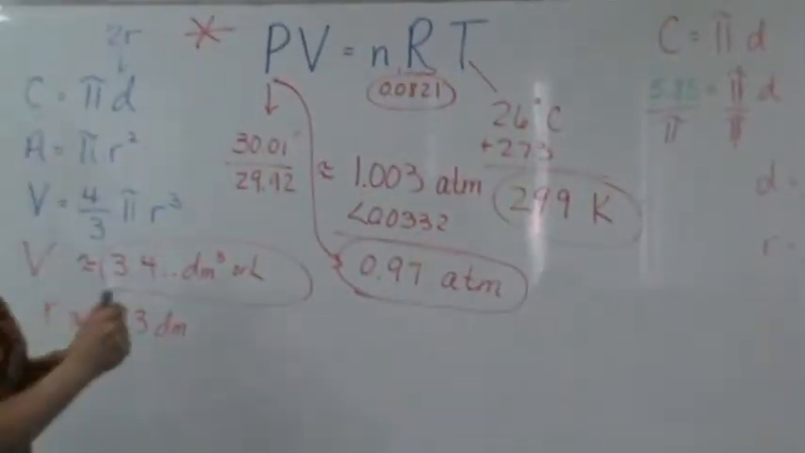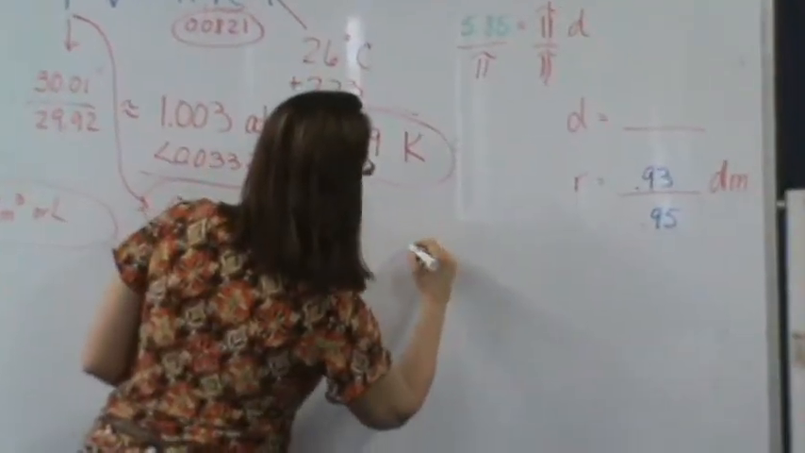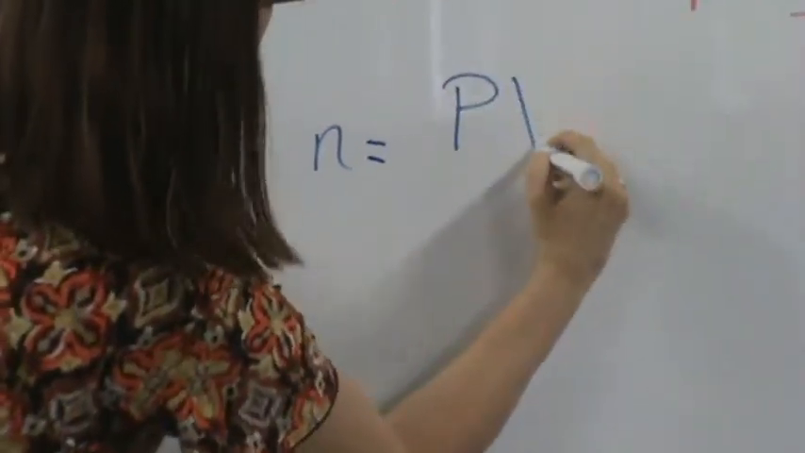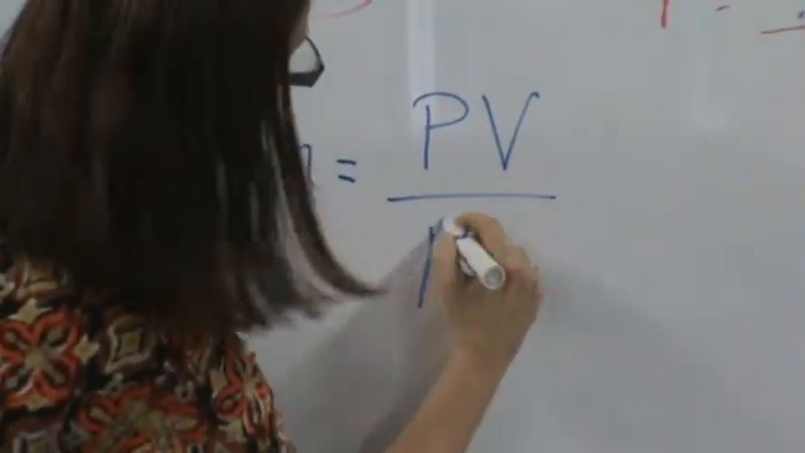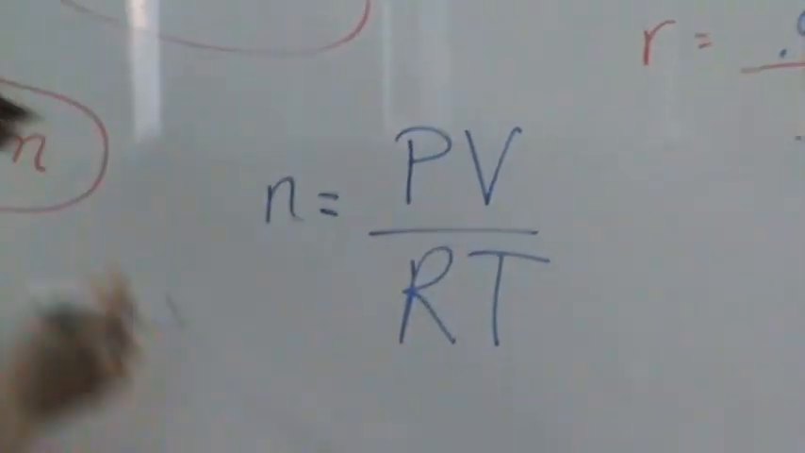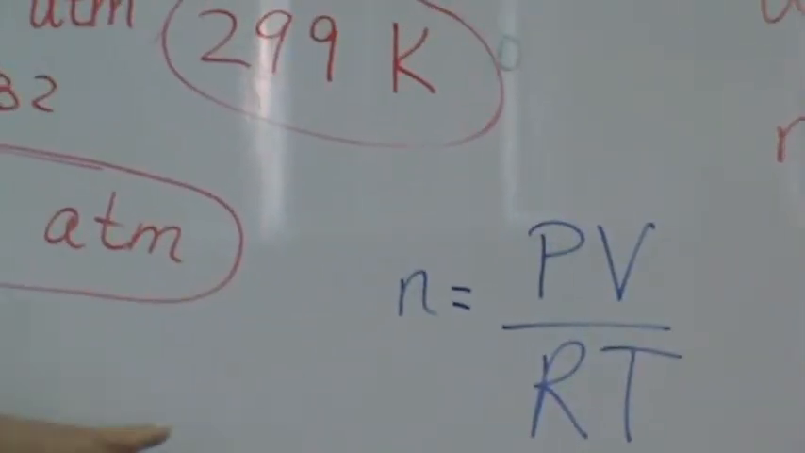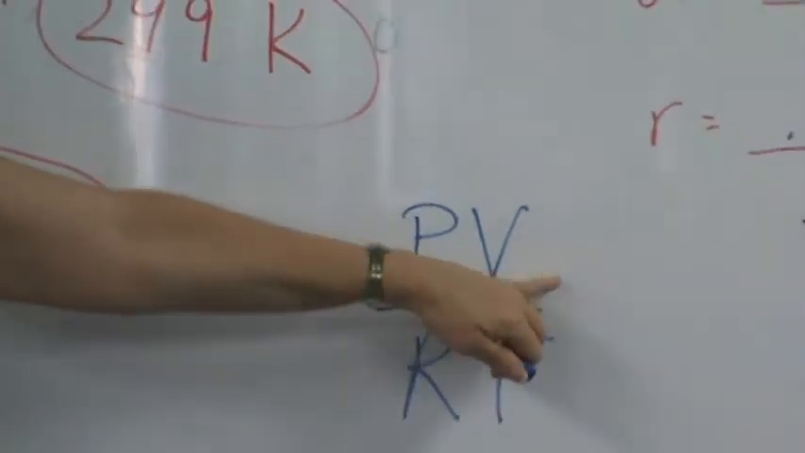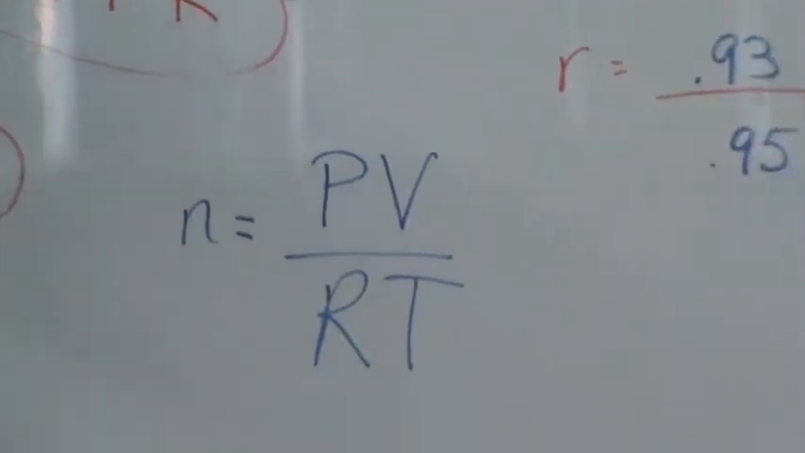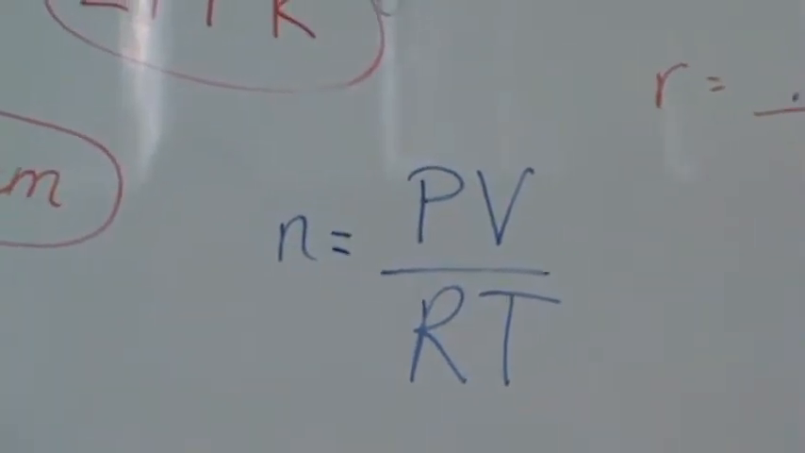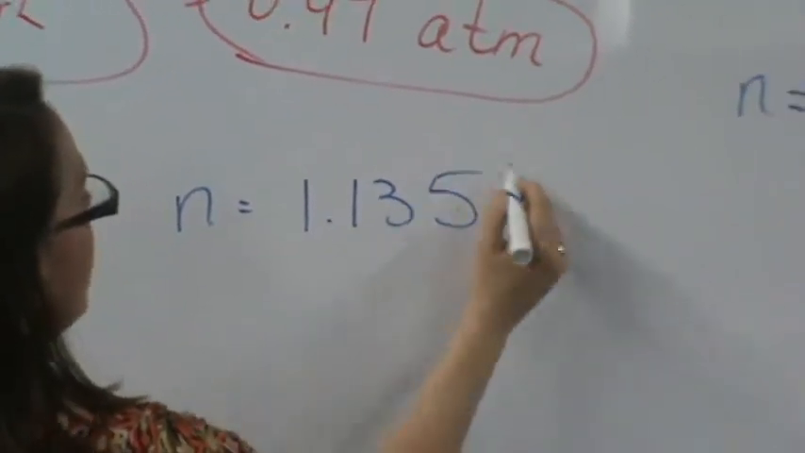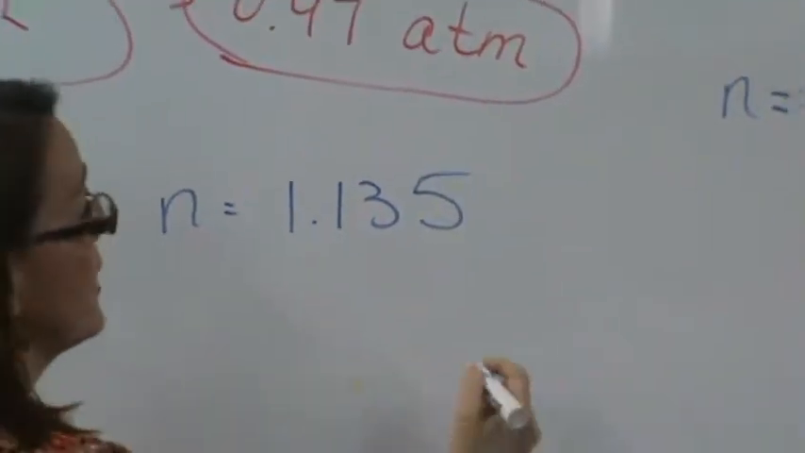I have N equals 1.135. Algebraically, N is going to equal PV divided by RT, right? If I isolate N, that's what I need. So I multiply P times V, then divide by R times T. Does somebody have an N value? Okay. I got 1.135. That's what one team has. Those are moles, right?